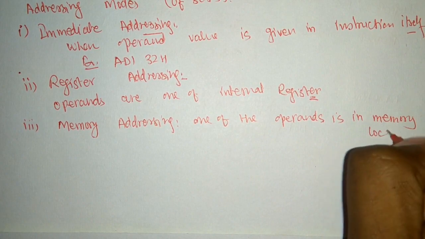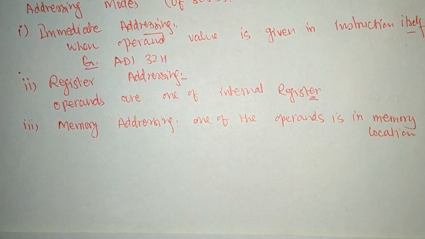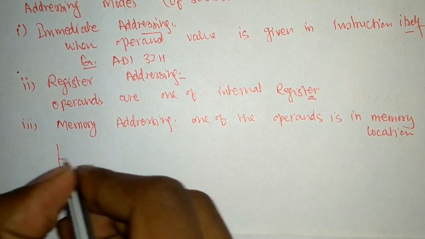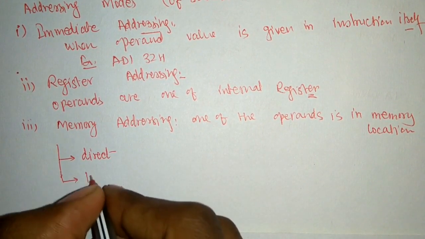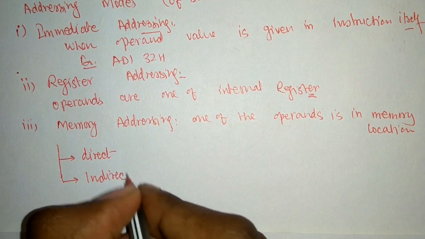Then we will call it memory addressing. Now memory addressing can be of two types. One, it could be direct addressing, where we directly ask the memory, or it could be indirect addressing, where we are asking the memory but indirectly.